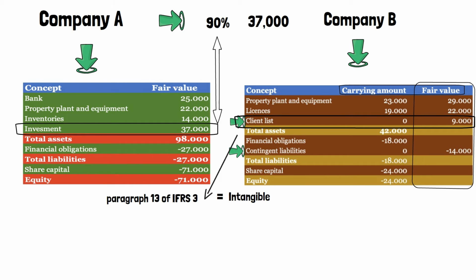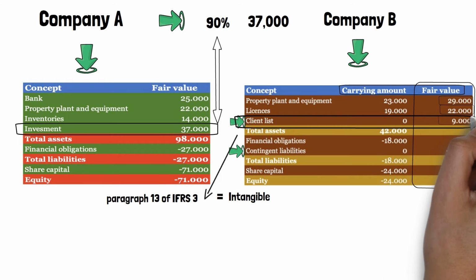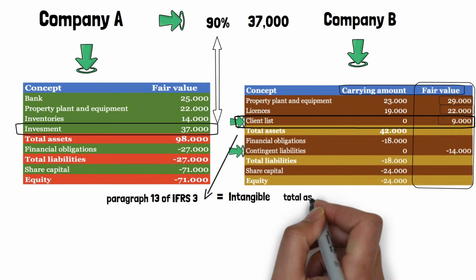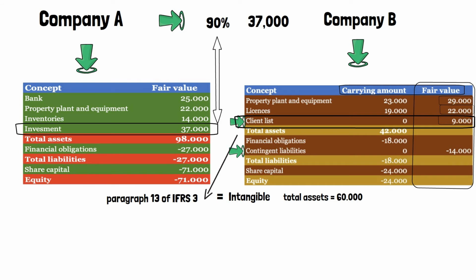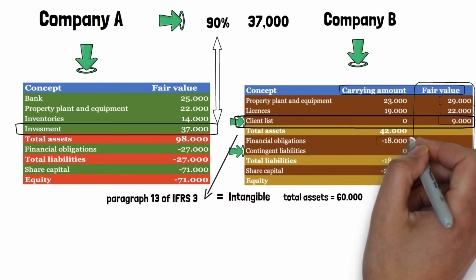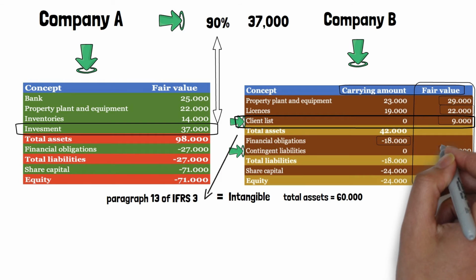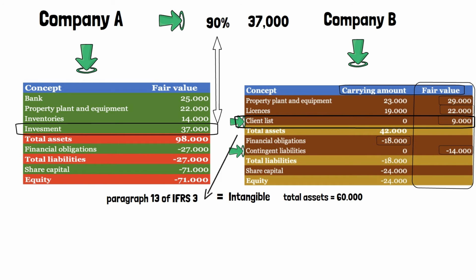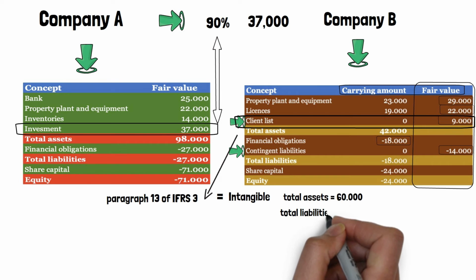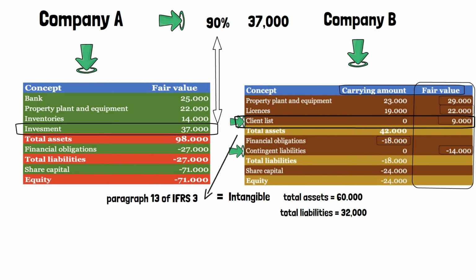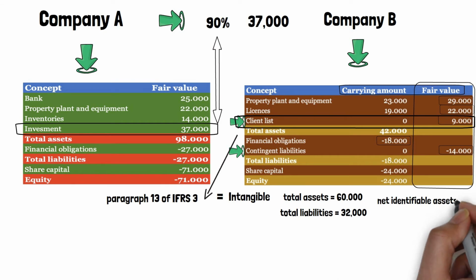Thus, the identifiable assets and liabilities are the following. Property, plant and equipment for $29,000. Licenses for $22,000. Client list for $9,000. In this way, the total assets equal $60,000. Besides, we have a financial obligation for $18,000 and contingent liabilities for $14,000. The total liabilities equal $32,000. In summary, we have net identifiable assets and liabilities of $28,000.